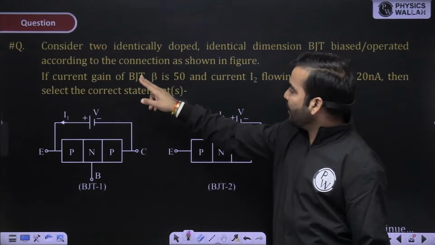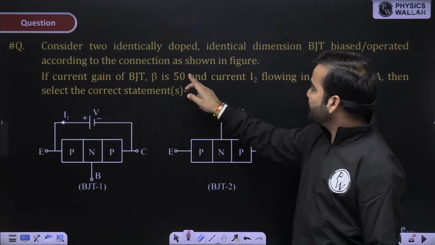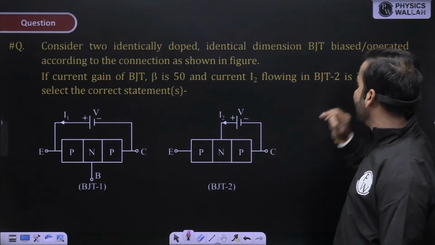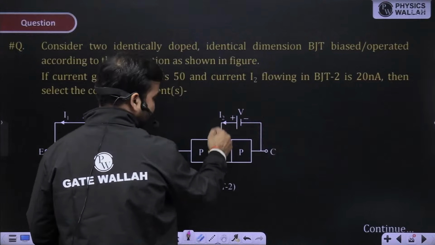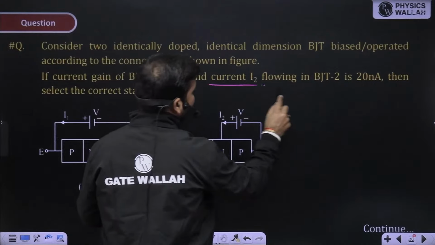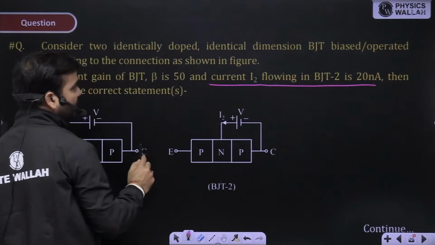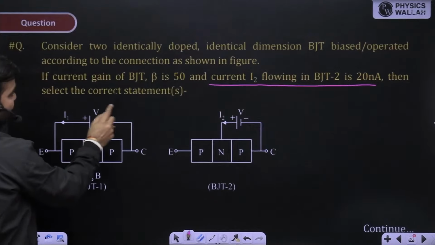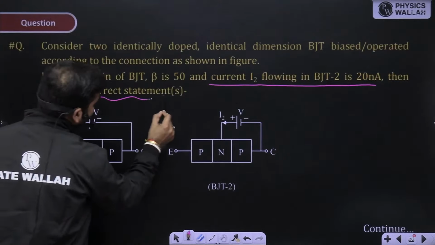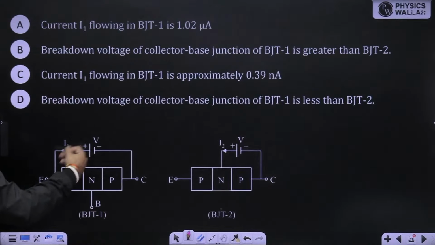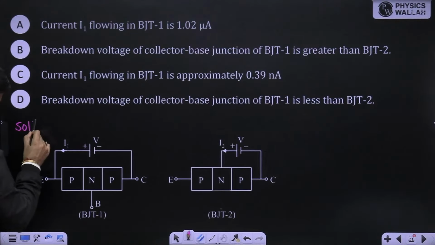If the current gain of the BJT, beta, is 50 and the current I2 flowing in BJT 2 is 20 nanoampere. So in this second BJT, this I2 is 20 nanoampere. So what is given to you? This I2 is given. Beta is given for both the BJTs. Then select the correct statement. It is an MSQ question. I am drawing. These are the options given, and this is the drawing for solution purposes.